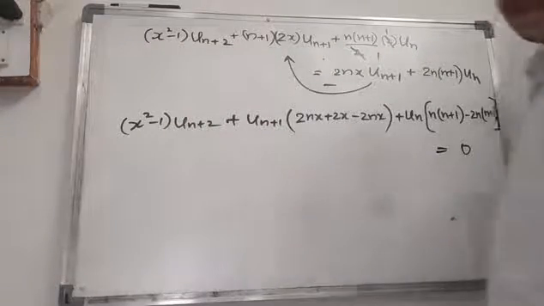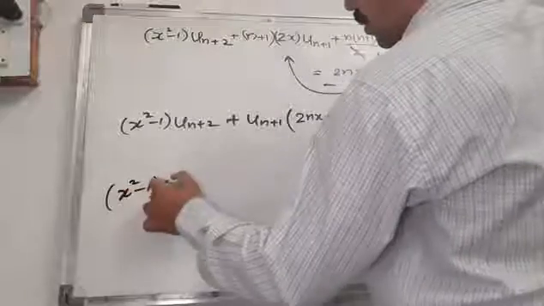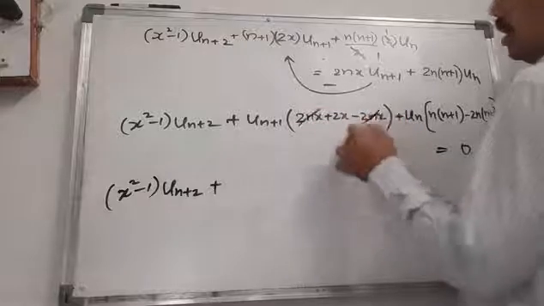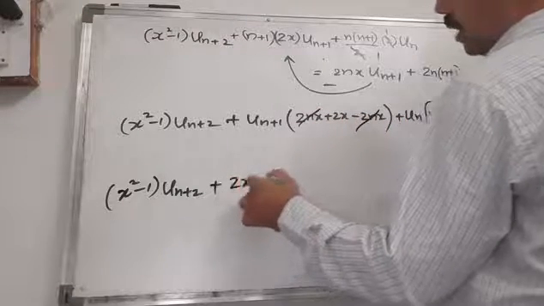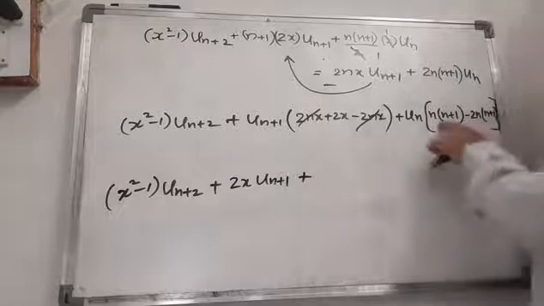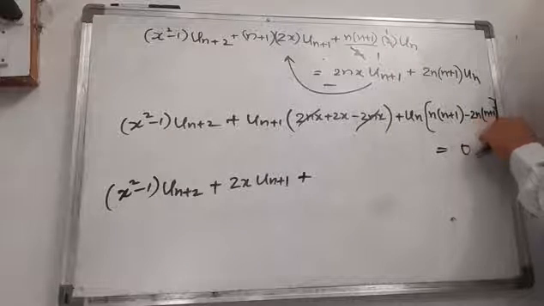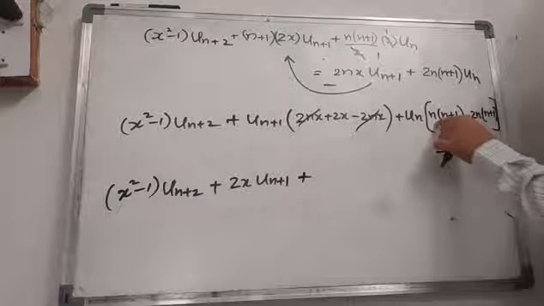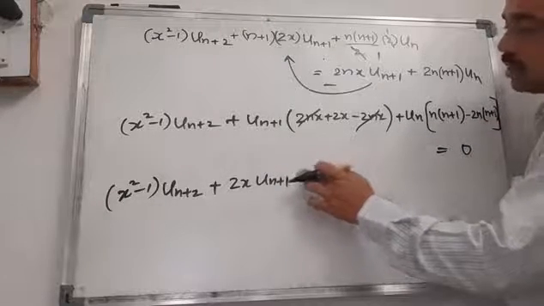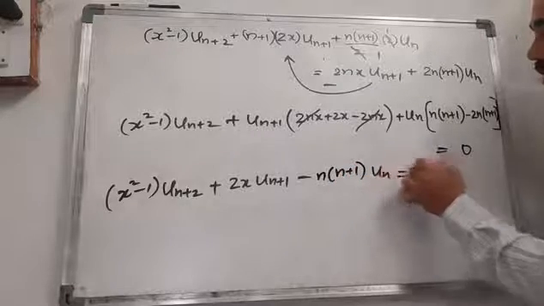Now this one again we can write as (x square minus 1) into u_(n+2) plus, the minus 2nx and plus 2nx cancel, so what we get is 2x u_(n+1) plus n into (n plus 1) minus 2 into n into (n plus 1). So here 2 times n into (n plus 1), here 1 time n into (n plus 1). 1 minus 2 is minus 2. So you will get here minus n into (n plus 1) u_n is equal to 0. Okay.